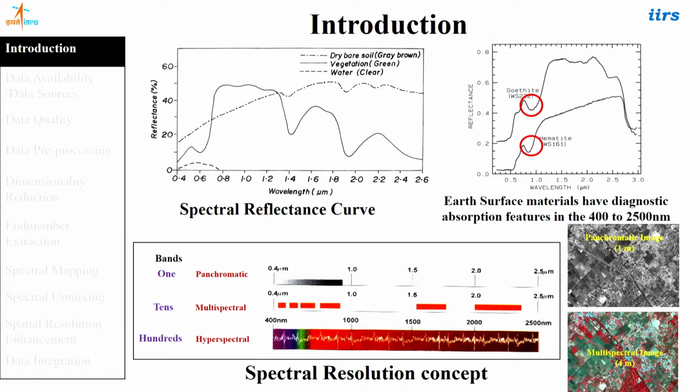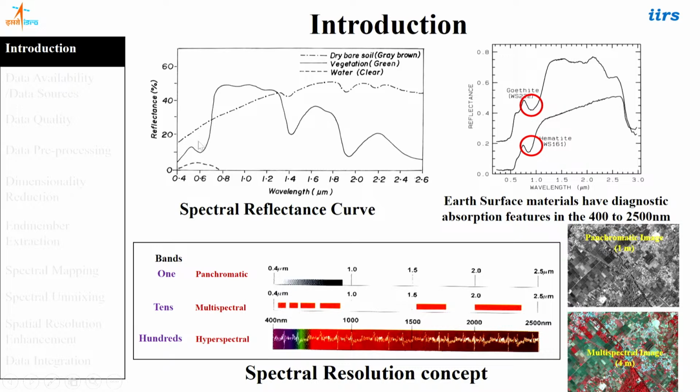First is the spectral reflectance curve. Suppose you have to identify any feature from the Earth's surface using remote sensing data, you should understand how the reflectance values vary with wavelength. So you can see here in this particular curve, you have three major land cover features, that is dry soil, vegetation, and water. You can see water reflectance is very low.